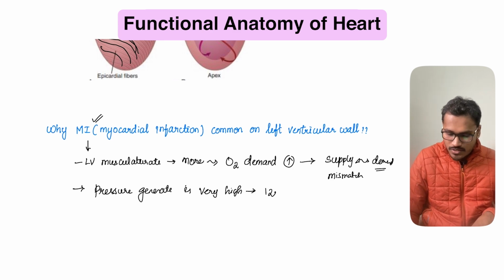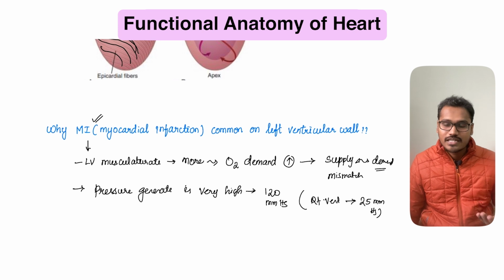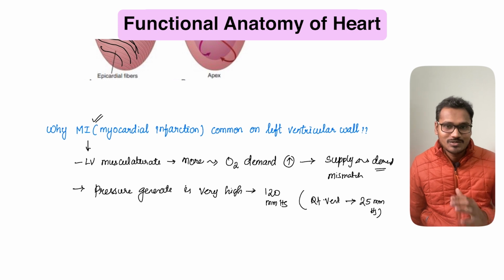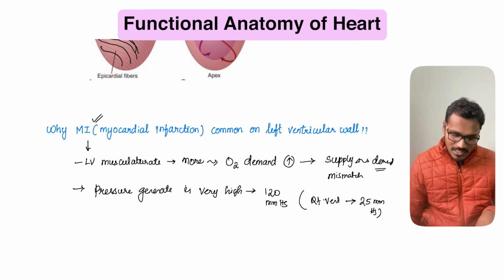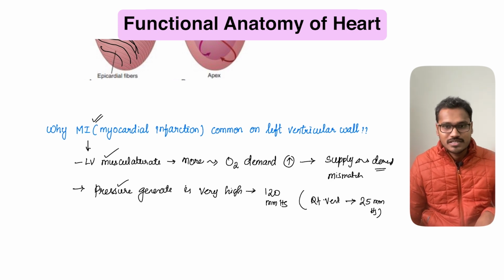of 120 mm of Hg in comparison to the right ventricle, where the pressures are usually around 25 mm of Hg. See the comparison. Right ventricle is just pumping at 25, it is doing less work, whereas the left ventricle is very hard working, but it is the one which is going to suffer an MI. So not only hard work is important, at the same time we should work smarter. So left ventricle musculature is more and it has to generate a high pressure gradient.